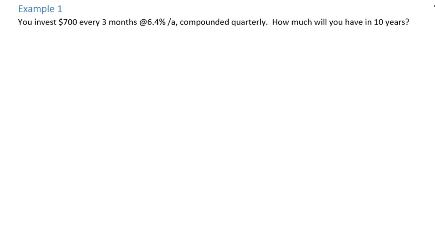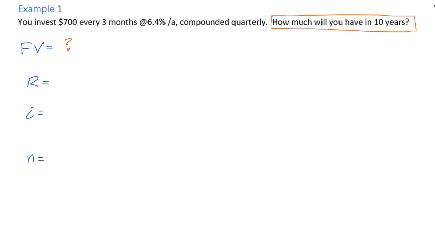When you do these, make a little list along the side of what all your variables are going to represent: the future value, the regular payment R, the interest rate, and the number of payments. Now, you invest $700 every 3 months at 6.4% compounded quarterly. How much will you have in 10 years? This is a future value, because it's telling me the future. That's what we're looking for.